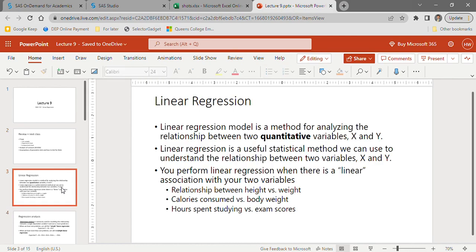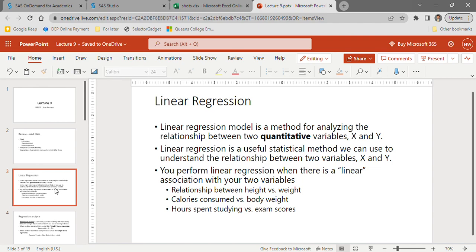Bear with me, take a sip. And let's begin. So, what is linear regression, right? Linear regression is a method for analyzing the relationship between 2 quantitative variables, x and y, okay? So quantitative variables, these are our continuous measures, right? Our continuous numbers right over here. Linear regression is a useful statistical method we can use to understand the relationship between 2 variables, x and y, okay?